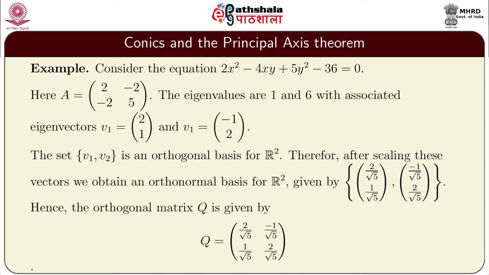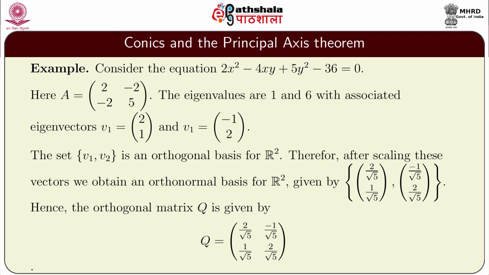Now, the eigenvalues are 1 and 6, that is easy to compute, with associated eigenvectors V1 is equal to (2, 1) and V2 is equal to (minus 1, 2). And you can see that these two vectors V1 and V2 form an orthogonal basis for R2.